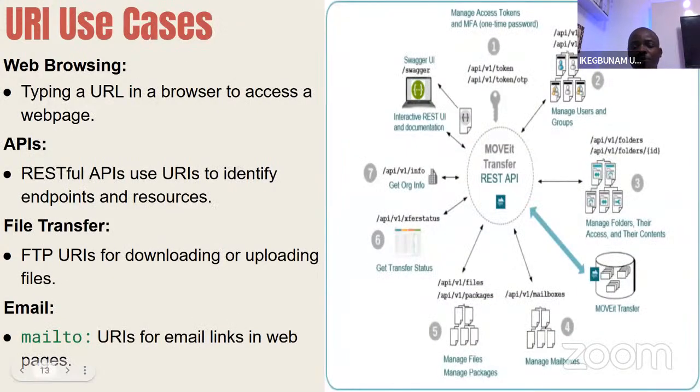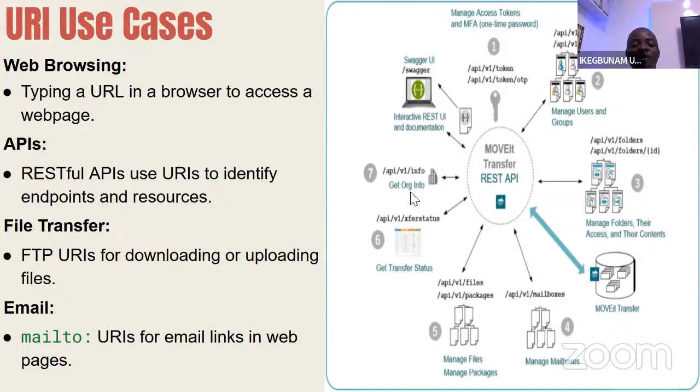URI use cases. Like I said, for URL, a good example is web browser access. Typing a URL in a browser to access a web page. Before you get served by any website, you have to enter the particular uniform resource locator of that page, then you get a response, either a 400, 404, or internal server error, depending on the state of the server.